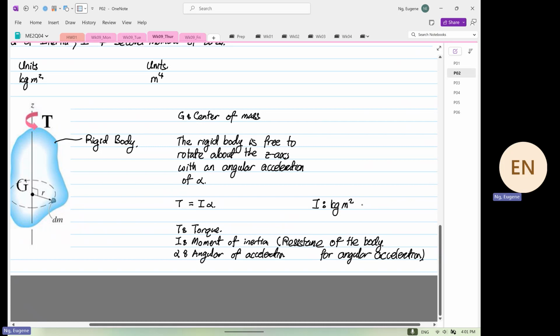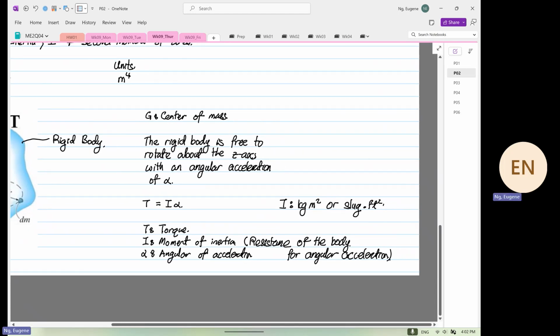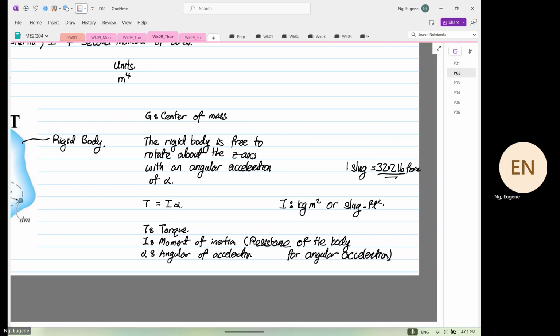Unfortunately, I have to introduce this slug per feet squared. You'll be fine. I will explain better. Now, some of you might ask, what do you mean by a slug? So one slug is equal to 32.2 what? Pound of what? Force. Are we clear? So this conversion, you have to know. It is not that bad. Don't worry.